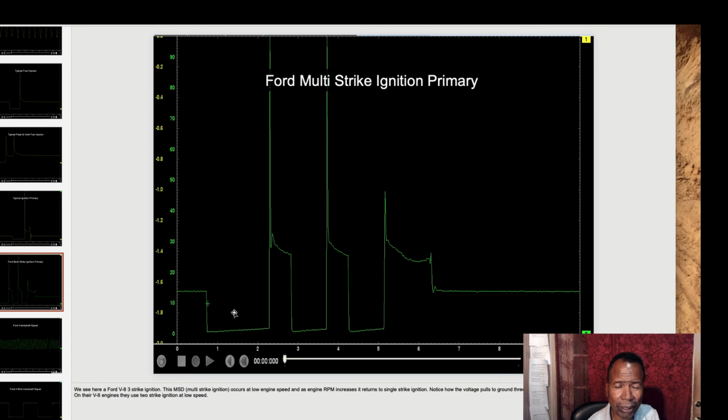Okay? This is a normal pattern on a Ford, a multi-strike system on the primary ignition. But remember, at cruise speeds, 2,000, 3,000 RPMs, it goes back to a single strike system.